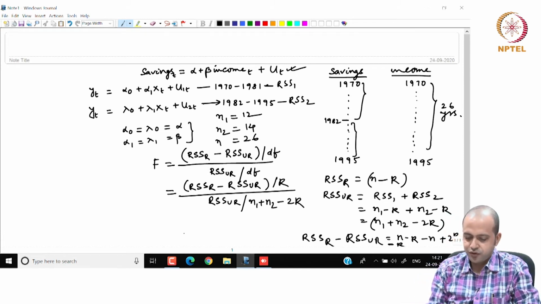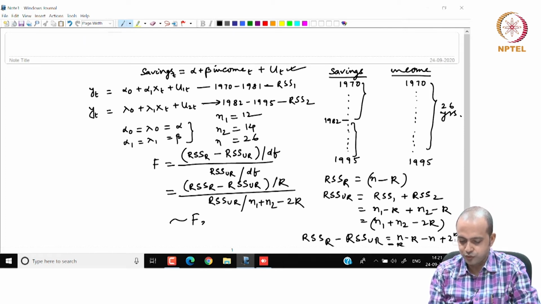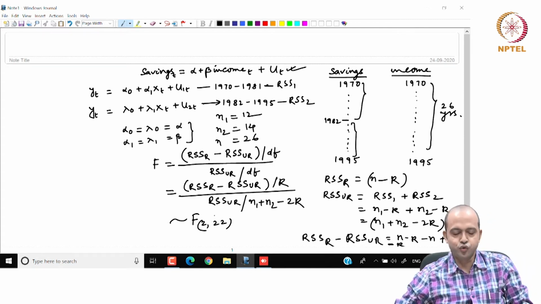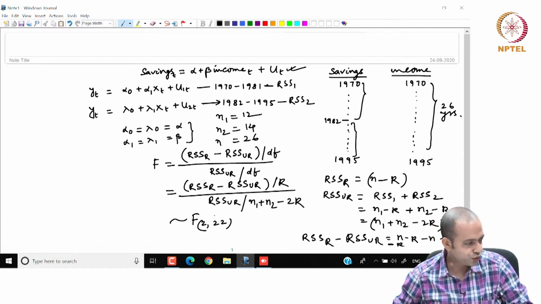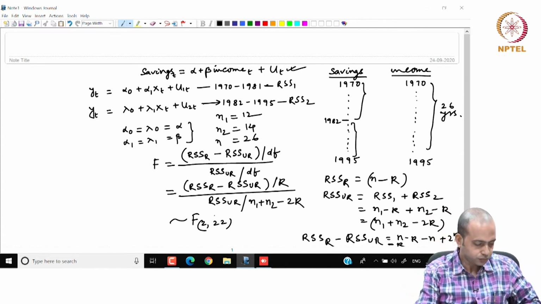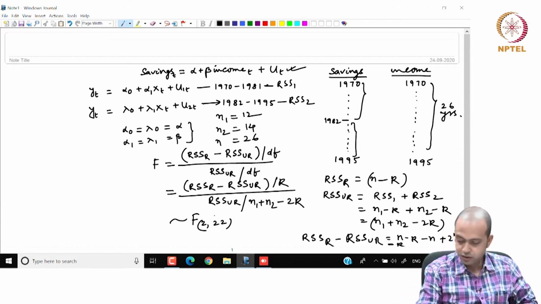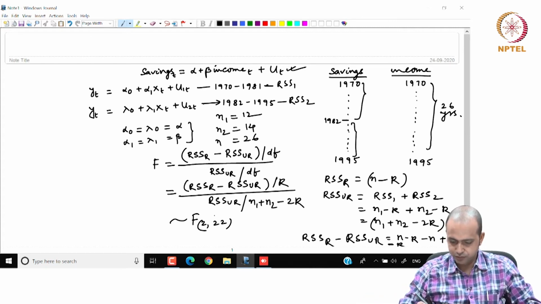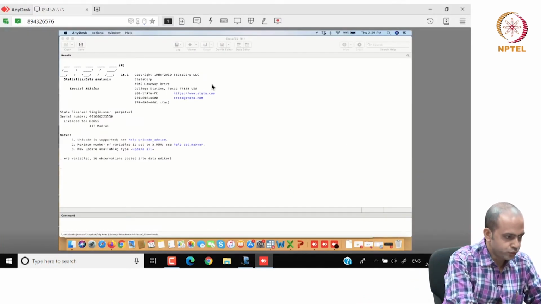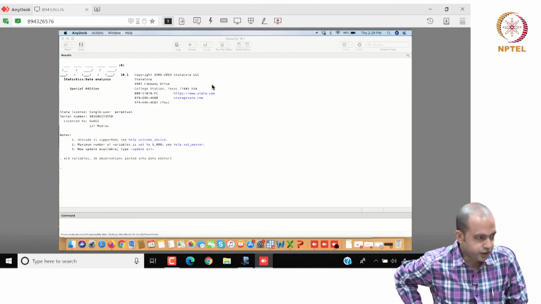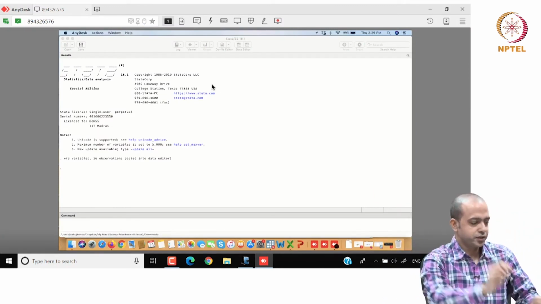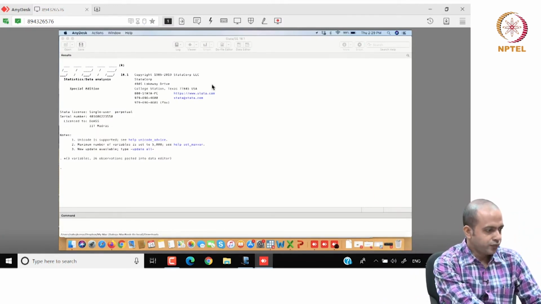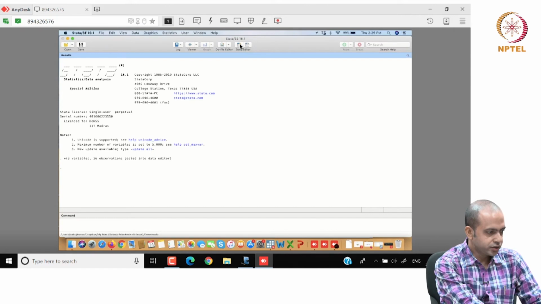So, this F will follow an F distribution with degrees of freedom 2 and 22, 2 for the numerator and 22 for the denominator. So, now what will we do? We will use that particular data in the context of the US and we will estimate the model. We will use the data from the US context, and I will first show you what the data looks like.